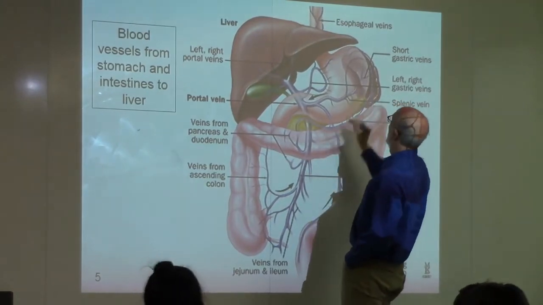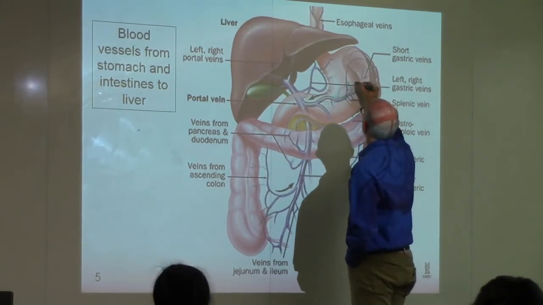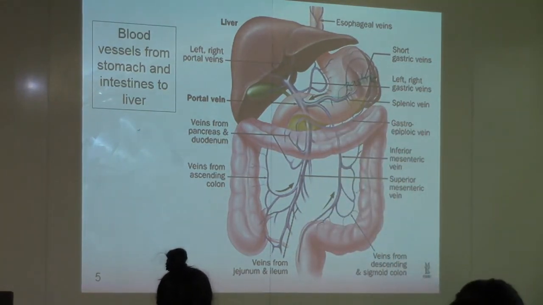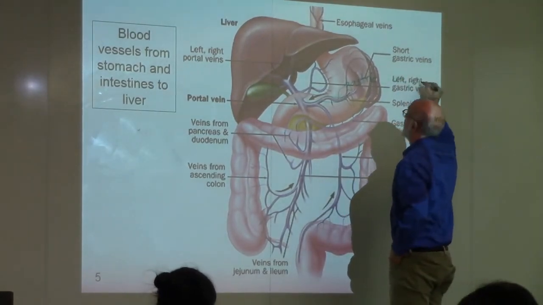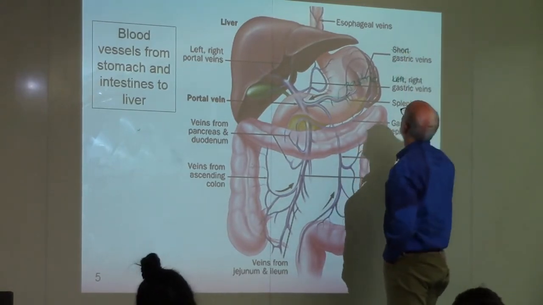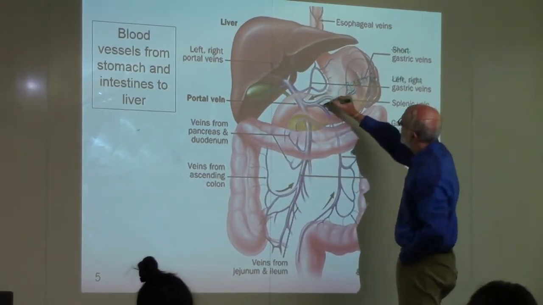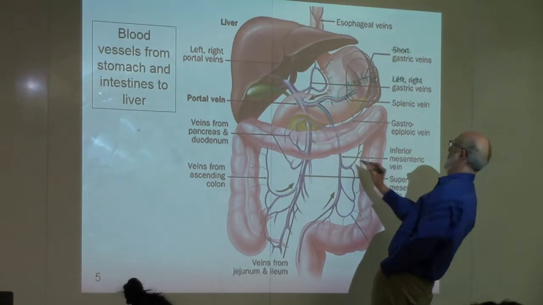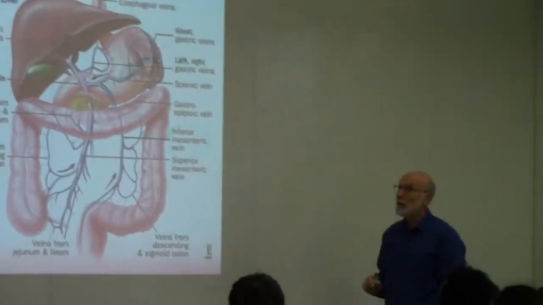Here is the gastric vein. There's a left and a right side, but we're not going to focus on that. So let's not worry about left and right. I gave you this one as a hard copy, right? So you can cross out left and right and short, and just remember that there is a gastric vein that combines with the inferior mesenteric vein from the intestines.